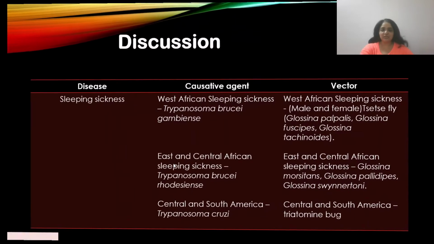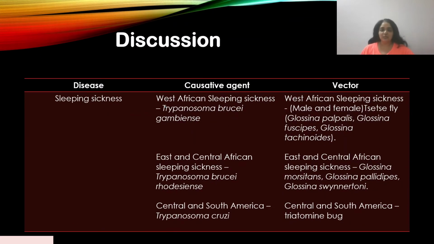Let's go to the discussion. Here, West African sleeping sickness is Gambiense, East and Central African sleeping sickness is Rhodesiense. So it could be either one of the answers unless they specify which part of the continent is present. Okay, so let's move on.